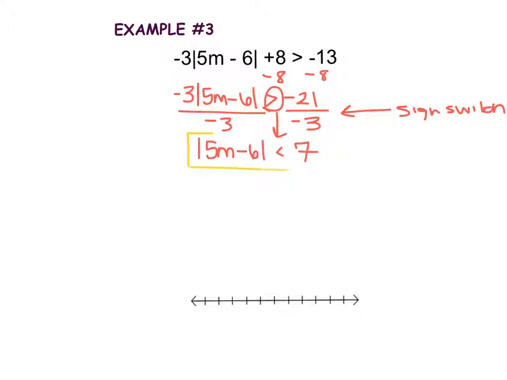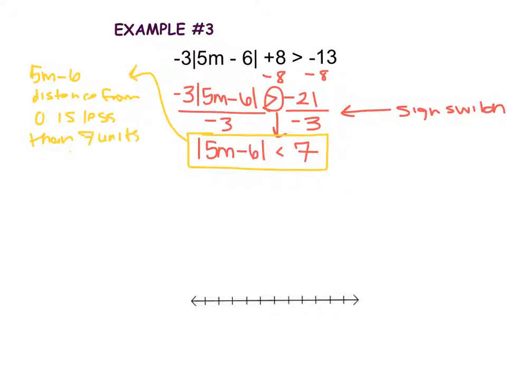So I'm going to take a closer look at what this actually means for me. So there I have the absolute value of 5m minus 6 is less than 7. So let's pop that up here and have a little discussion about it. So here we have 5m minus 6, and its distance from 0 is less than 7 units away.